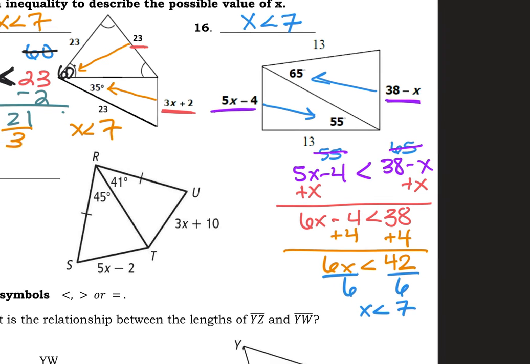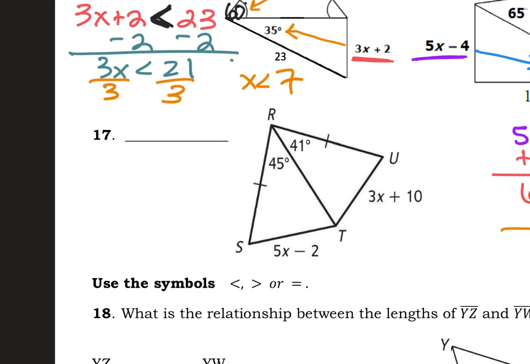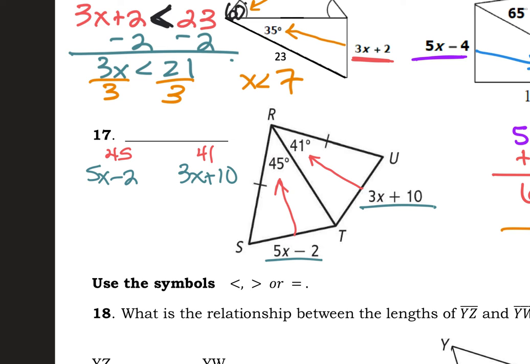All right, let's look at 17. On 17, you have two sides. So let's go ahead and write down the expressions. We have 5x minus 2, and we have 3x plus 10. You have the side, so you're going to look at the opposite angles. Good. Across 5x minus 2, we have 45. Across 3x plus 10, we have 41. Then we decide what direction we're opening to. Are we going to open to the 45 or the 41? The 45. Good. And then we're done with those numbers.